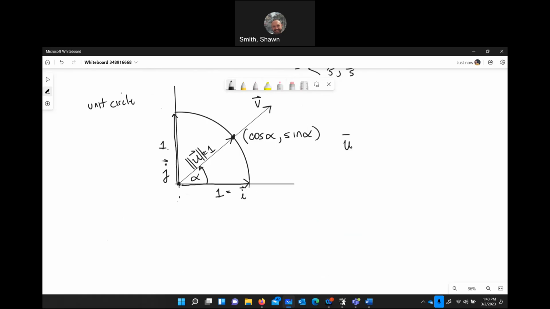So my unit vector can be written in terms of i and j as the cosine of alpha times the vector i plus the sine of alpha times vector j. Just like we had ai plus bj, right? This is a, and this is b. But we know the unit vector is equal to the vector v divided by the magnitude of vector v, right? Let's put those in this place.